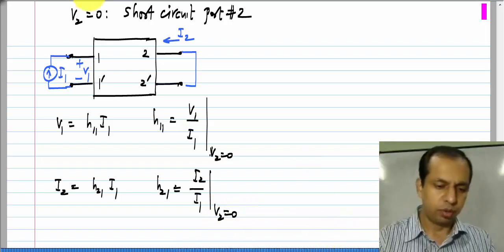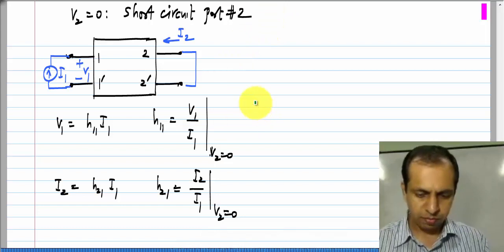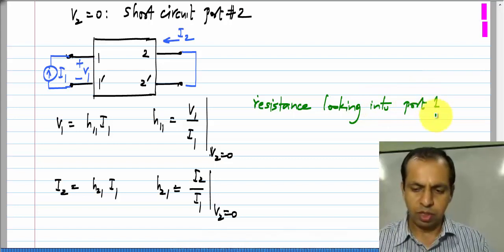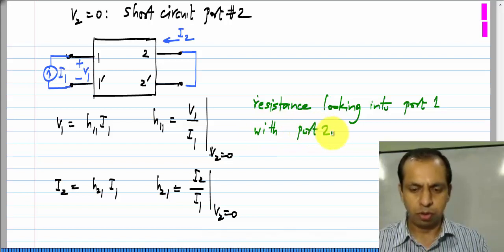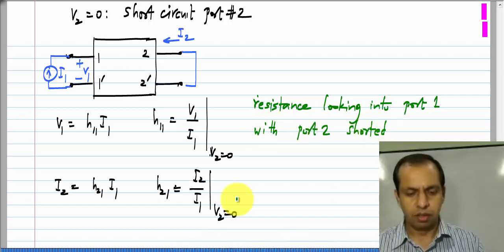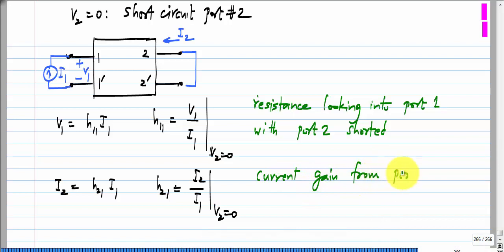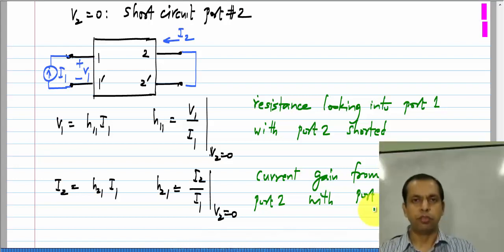Okay. So, this is the resistance looking into port 1 with port 2 short circuited, and H21 is the current gain from port 1 to port 2 with port 2 shorted. Okay. The general principle is always the same. You set one of the independent variables to 0 and apply a stimulus on the other side and evaluate two of the parameters. Okay.